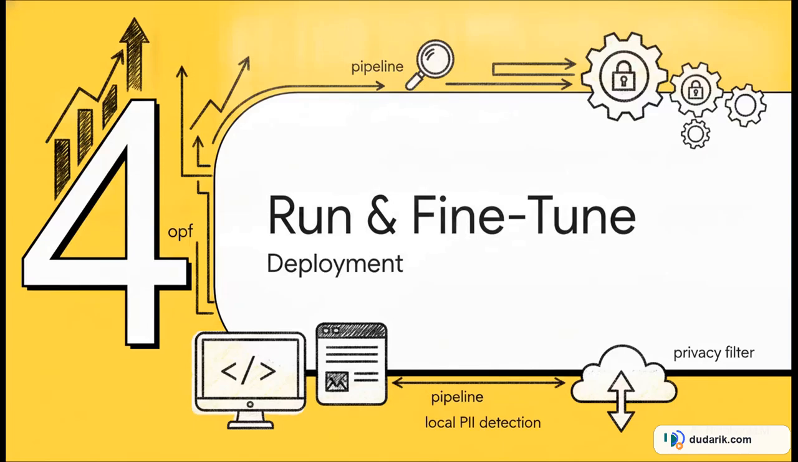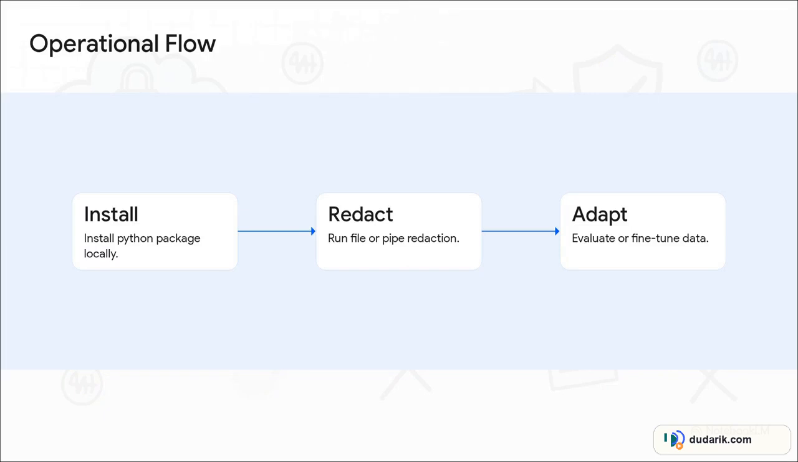So how do you actually put this into your pipeline today? Well, OpenAI released a slick command line interface tool, simply called OPF. It is beautifully simple and designed so developers can start testing and deploying it right this second. The operational flow is practically effortless, just 3 steps. First, you install the package locally using Python.